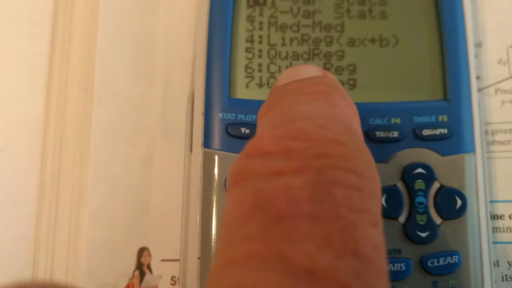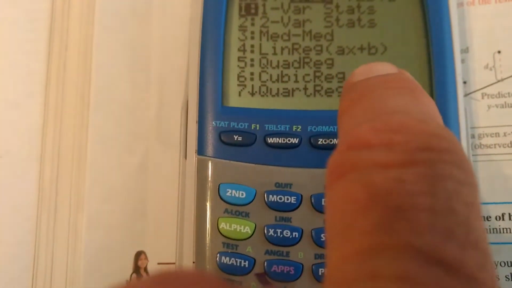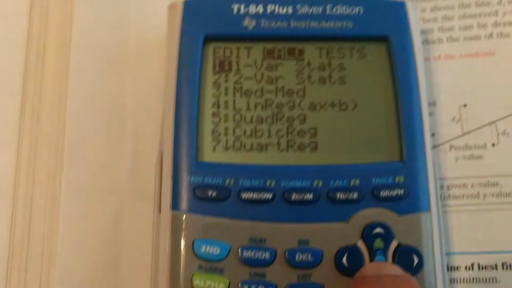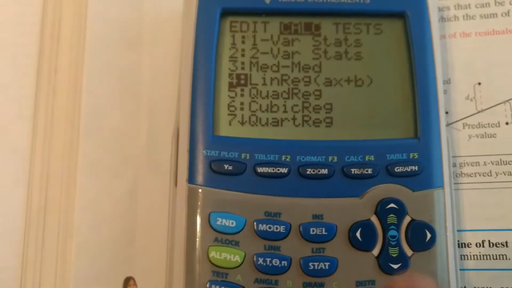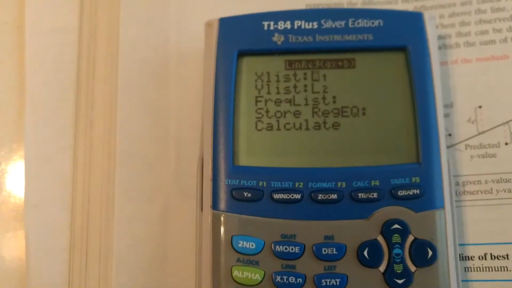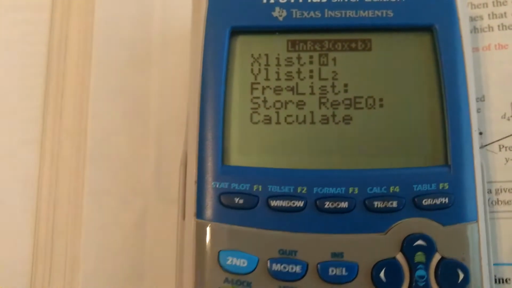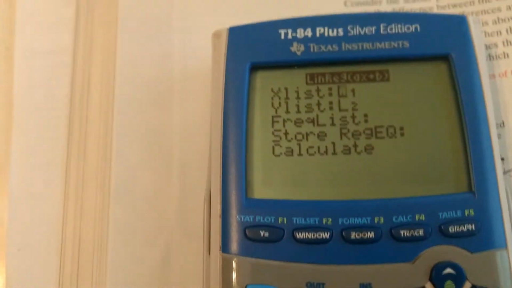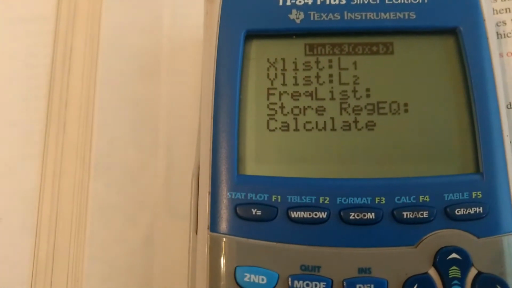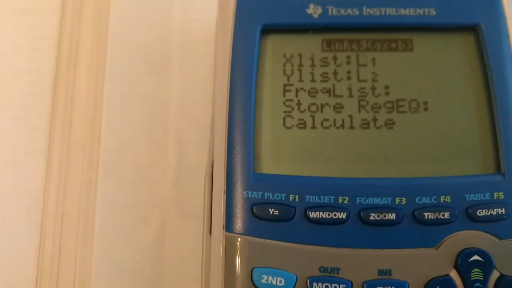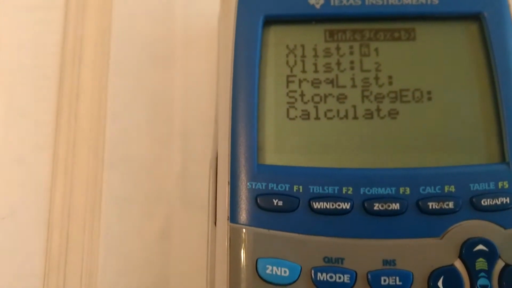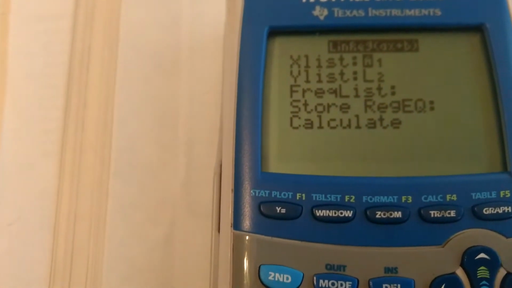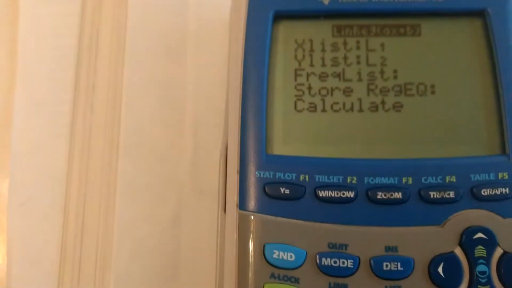You can see right here where it says linear regression ax plus b. So we're going to move down to number 4 and hit enter. Now notice all the calculator is doing is asking you, where are your x values, which are in list 1 for this particular problem? Where are your y values, which are in list 2? Frequency list, don't mess with.